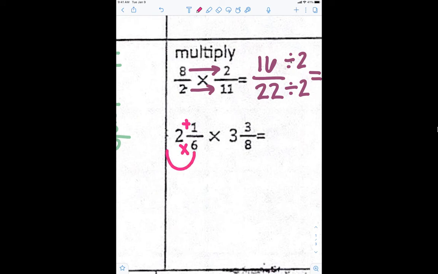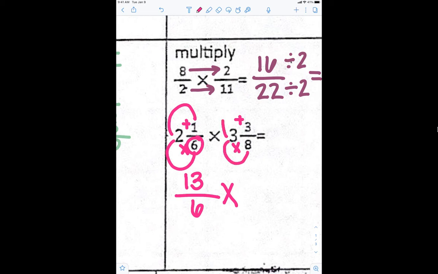I do 6 times 2 first, which is 12. 12 plus 1 is 13. So that's my new numerator. My denominator never changes. So it started at 6 and it's going to stay 6. Then I'm multiplying that by this number. I've got to do my Texas two-step. So 8 times 3 is 24. 24 plus 3 is 27. That's my new numerator. My denominator started 8 and it's staying 8. It never changes. I still have 8 pieces.